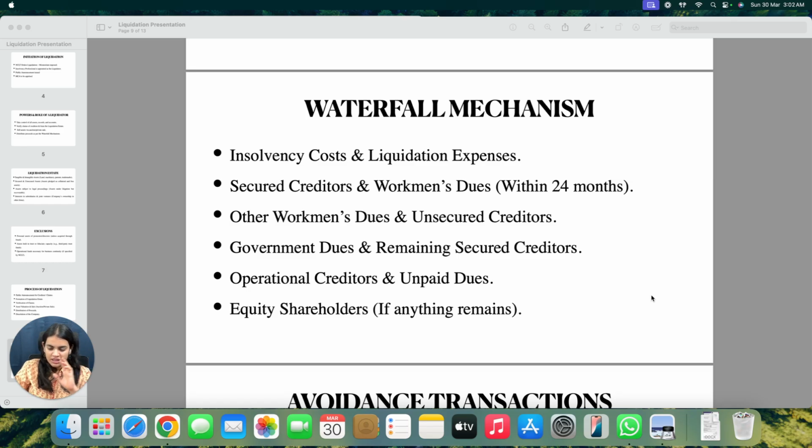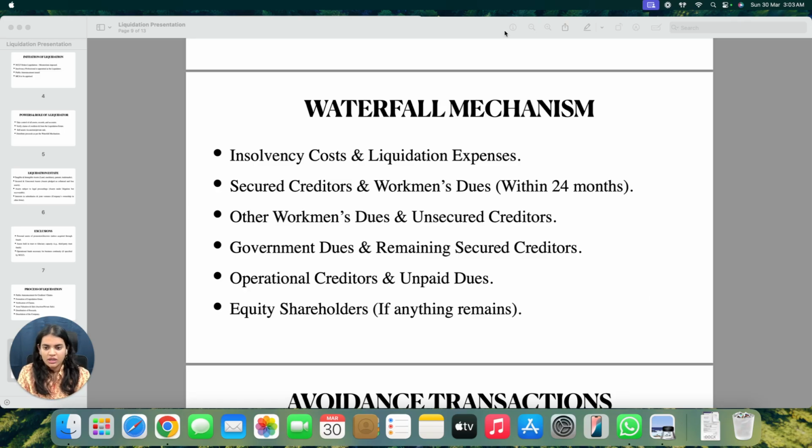If there are any remaining amounts after having distributed to all of the stakeholders in the waterfall mechanism, the Board maintains a liquidation account with a public sector bank, a scheduled bank, and such amounts are to be deposited over there. Any unpaid dividends and such other amounts will be deposited in that account maintained by the Board.